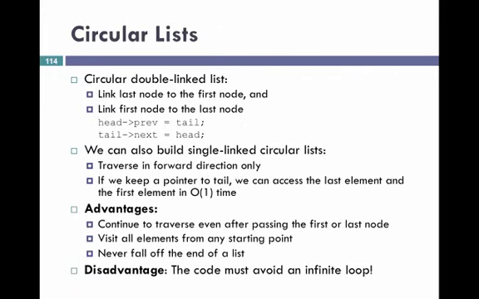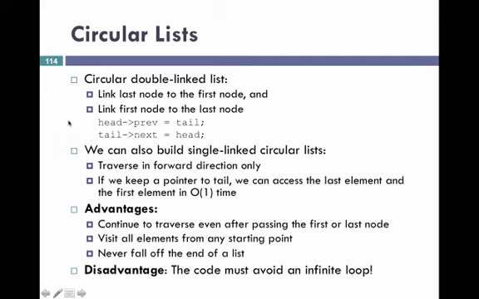Now circular double linked lists link the last node to the first node and the first node to the last node. So for the first node in the list, head arrow previous, its previous value refers to the tail of the list, and the tail's next value is equal to head. Before we had a circular list, remember these values are null in a single or a double linked list. But a circular double linked list will have these two additions.